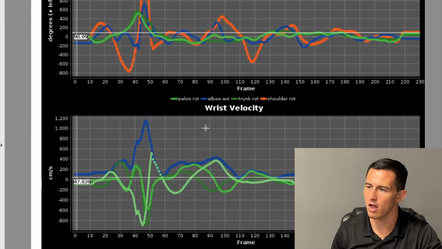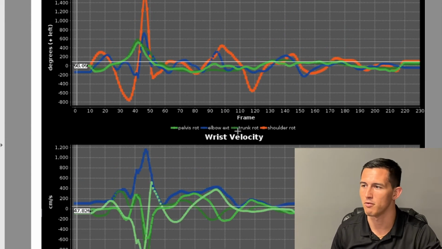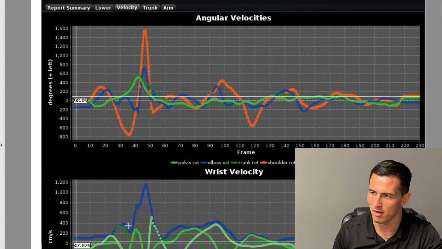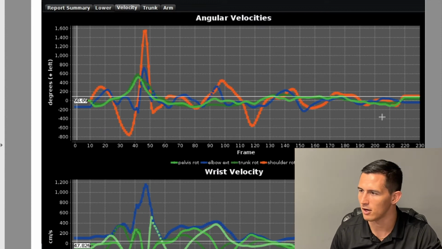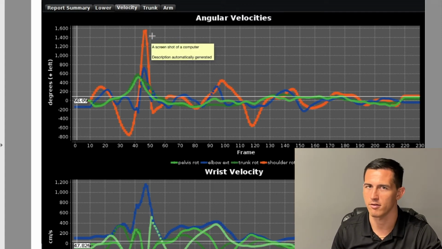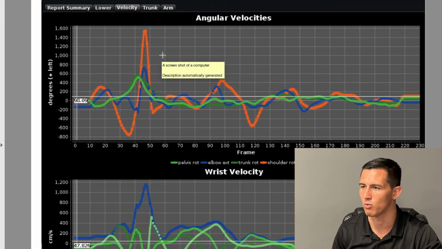Then we get the wrist velocity, how fast the wrist was actually moving, and the angular velocities, and you can see how you have these big spikes. The time is going this way, and the degrees are on this side. So it's telling you how fast you're going through certain ranges of motion, certain degrees. You can see a large spike in shoulder rotation velocity, which at the beginning we saw was a high number as well.